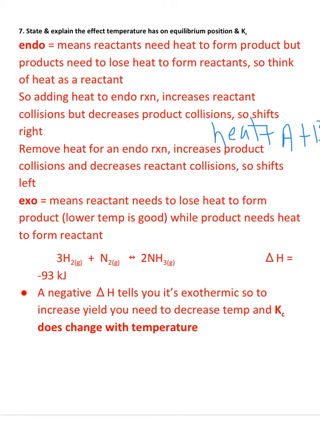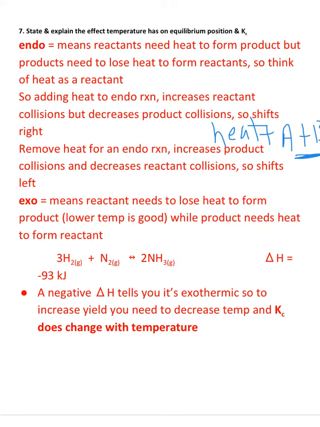So when I add heat to an endothermic reaction, I get more collisions on this reactant side. I form more product, but that product is unable to break back down into reactant. So I see several changes. I see an increase in my yield. I see my equilibrium shift to the right, and I also see Kc increase because I've got more product and I'm removing reactant.